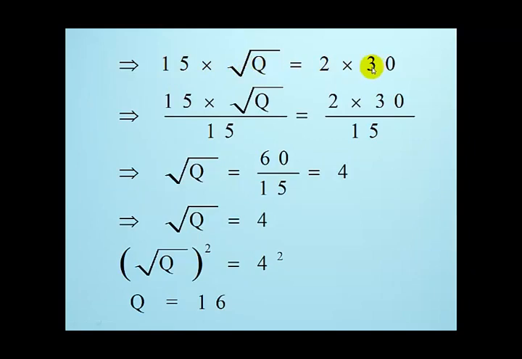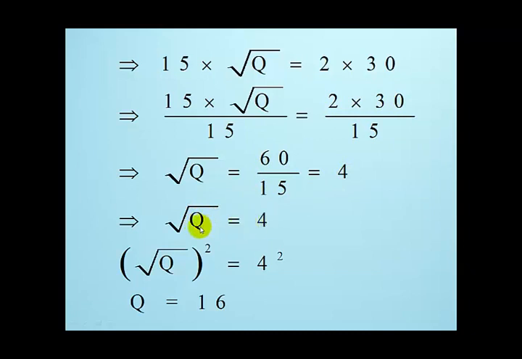Now, because we are solving for Q, we first divide both sides by 15. So we divide the left hand side by 15, and we divide the right hand side also by 15. When we divide the left hand side by 15, 15 will cancel 15, so we are left with the root of Q on the left hand side. 2 times 30 is equal to 60, so we have 60 divided by 15, and 60 divided by 15 is equal to 4. That is, 15 goes into 60 4 times. So root Q is equal to 4.